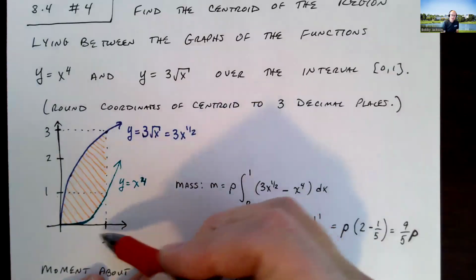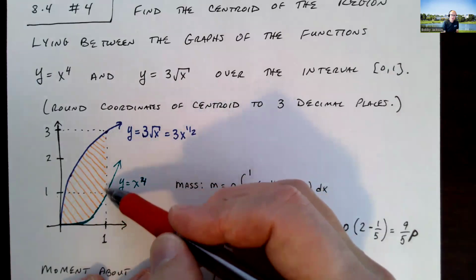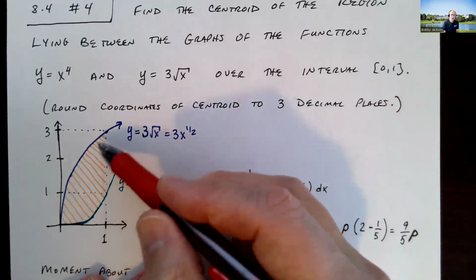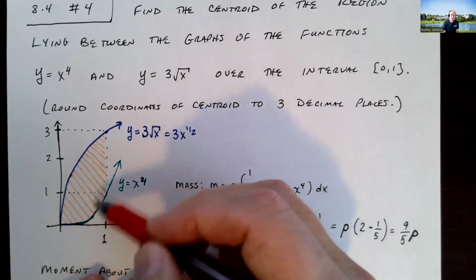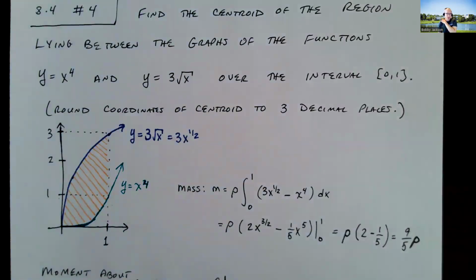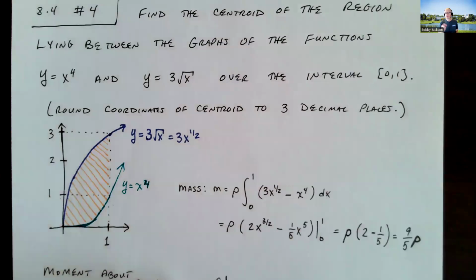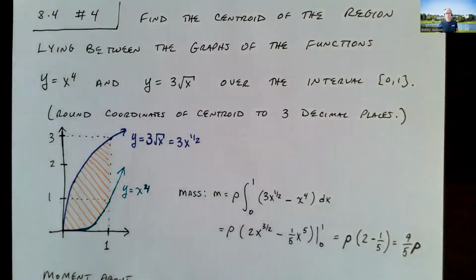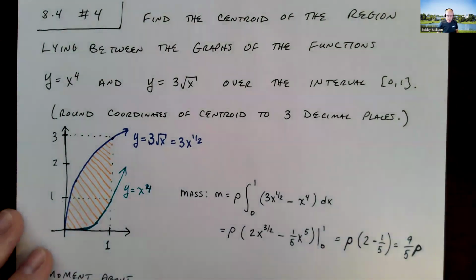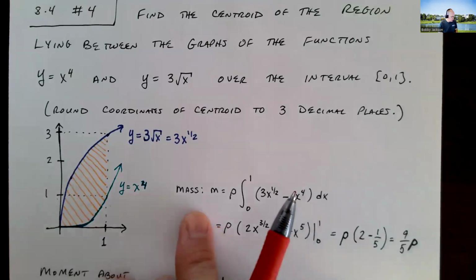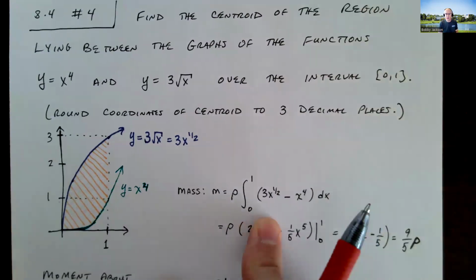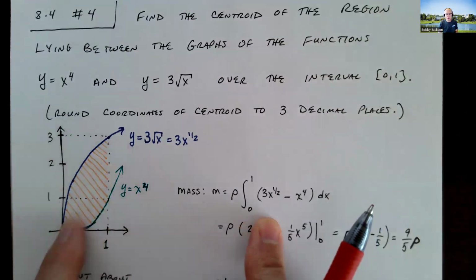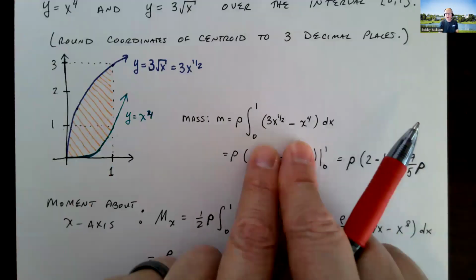But just on the interval from 0 to 1, we're just looking at this line, x equals 1. This is the top curve of our region. This is the bottom curve, so we're vertically simple. They do want you to round the coordinates of the centroid to 3 decimal places. So let's take a look at this one then. The mass is the density, which I'm calling rho, times the area of the region. The area would just be integrating from 0 to 1, the top function minus the bottom function.